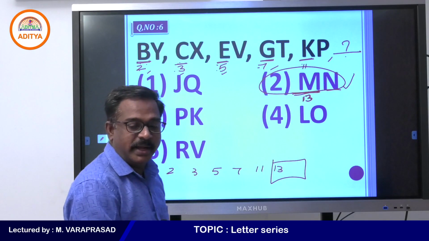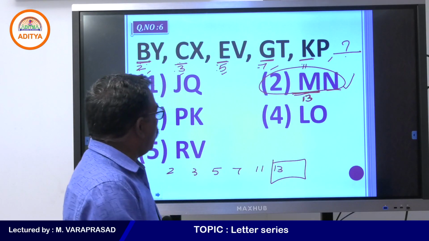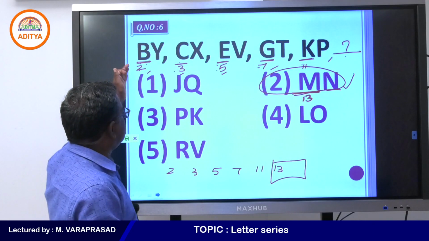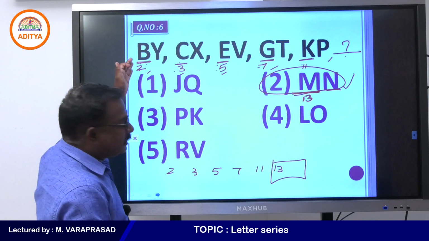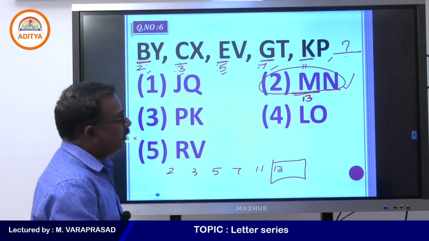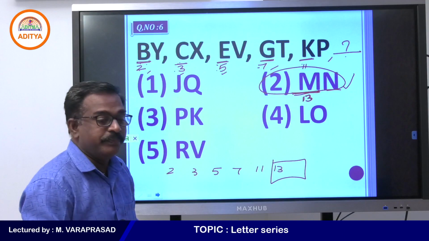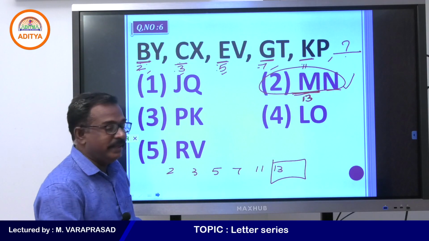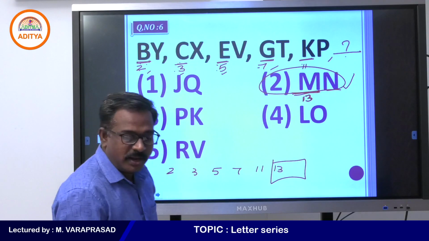Yes, all of you got it right. Some of you wrote LO. Please check your answer. Here in the options, the answer's first letter must start with a prime number. So the answer starts from 13. Only one option is there, that is M. Right? Did you all understand?